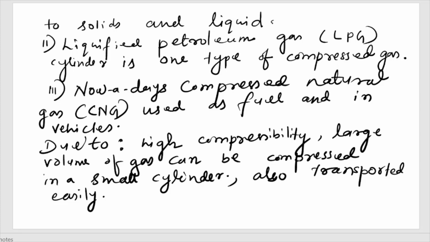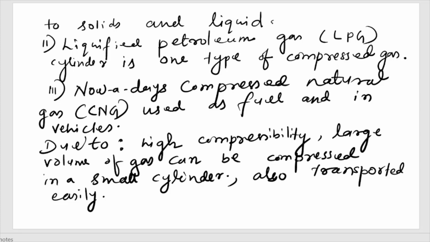You see an example, liquefied petroleum gas, LPG. You know it better, that is used for cooking purposes. The cylinder contains gas that is compressed to liquid. So it is one type of compressed gas, gas compressed to liquefied petroleum gas.